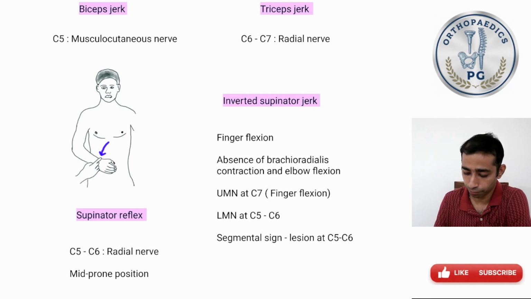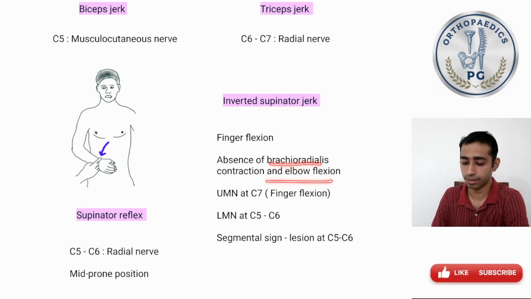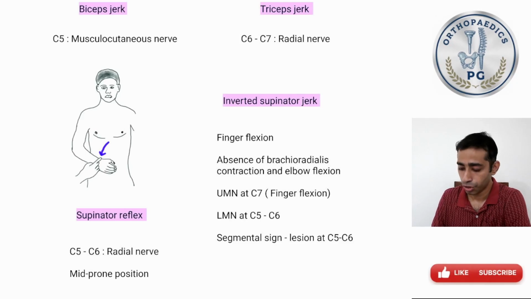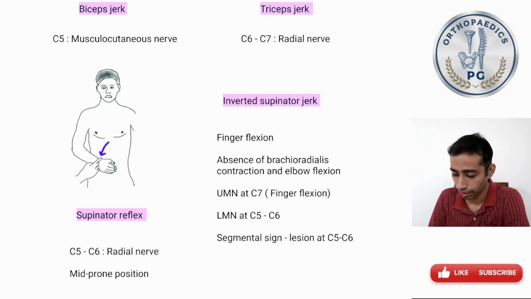Here when we do the supinator reflex, instead of contraction of the brachioradialis and elbow flexion, there is finger flexion. Now for it to be called an inverted supinator jerk, both these things should be there. Finger flexion and absence of the brachioradialis contraction. So the finger flexion shows an upper motor neuron at C7. So the lesion is above C7. And the absence of brachioradialis contraction shows the lower motor neuron at 5 and 6.